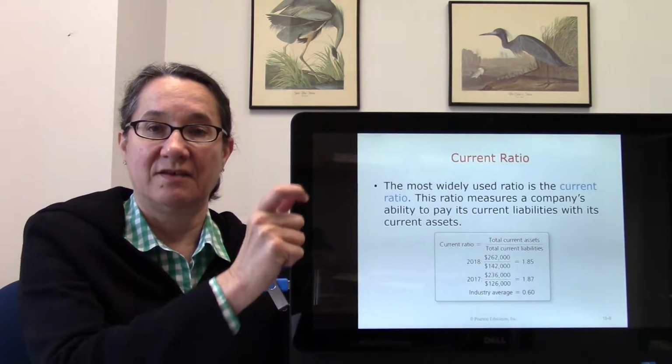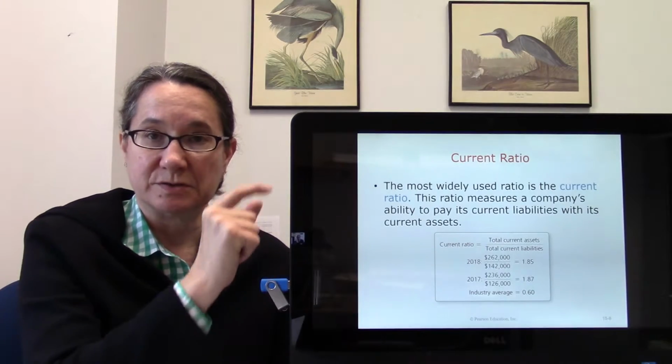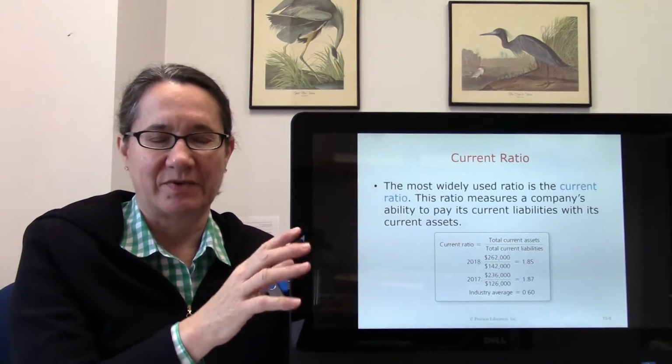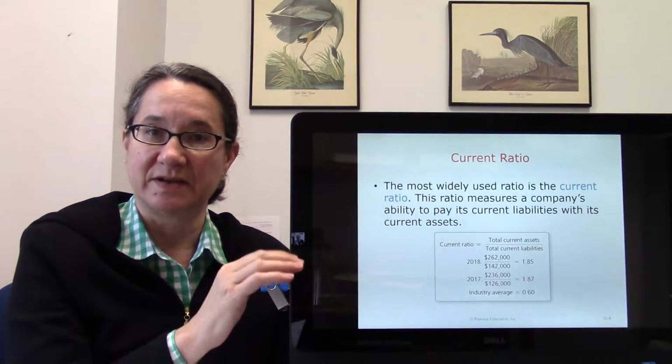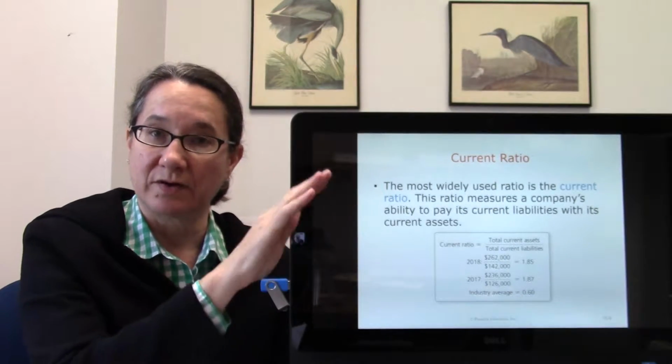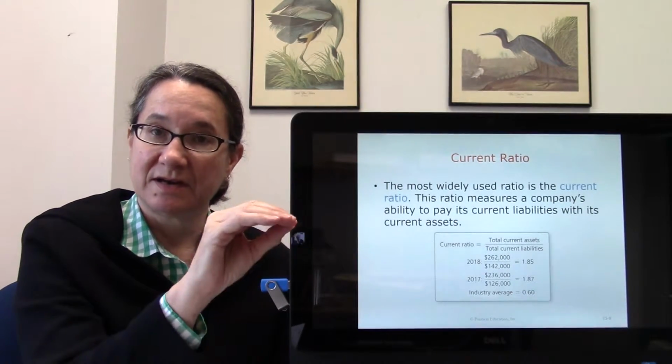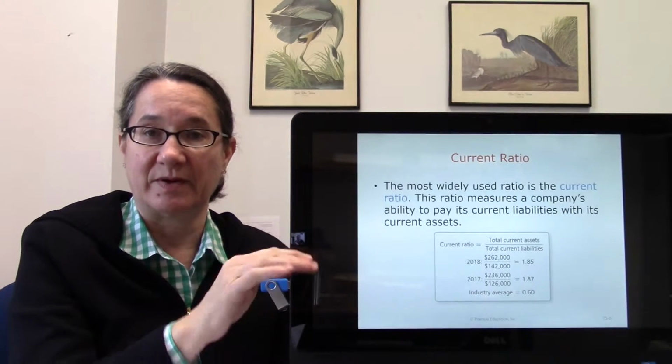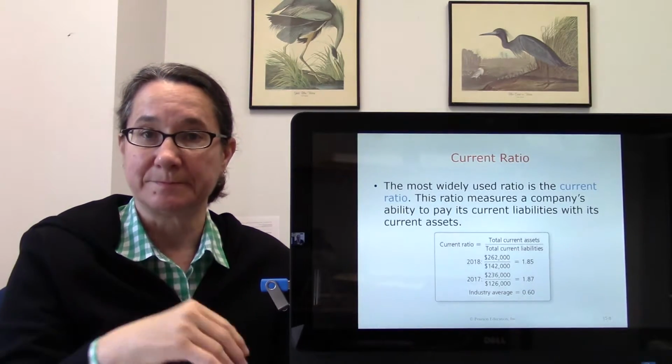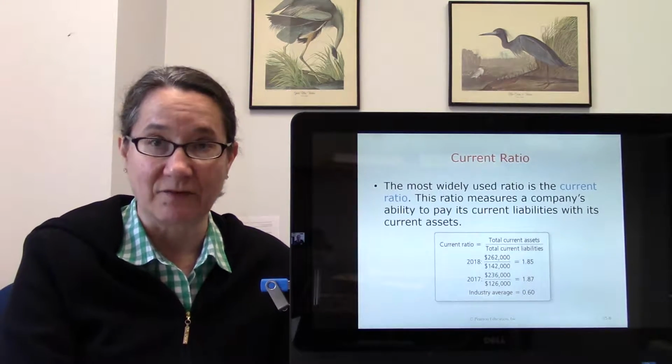So think about that. If your assets are bigger than your liabilities, that ratio is going to be 1 or more, right? Because the top number is going to be bigger than the bottom number, so you'll get 1 point something. So that means you're at least covering it.